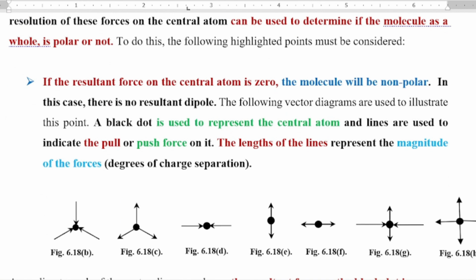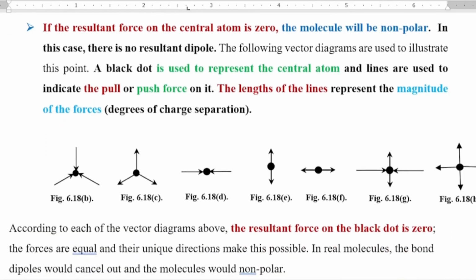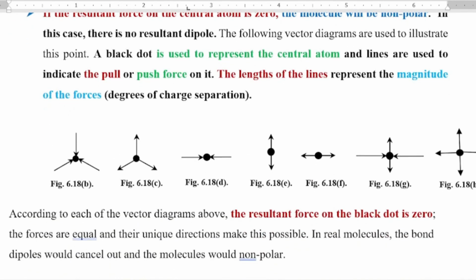All right, listen to this very attentively. If the resultant force on the central atom is zero, the molecule will be nonpolar. In this case, there is no resultant dipole. The following vector diagrams are used to illustrate this point. A black dot is used to represent the central atom, and lines are used to indicate the pull or push force on it. The lengths of the lines represent the magnitude of the forces, the degree of charge separation.